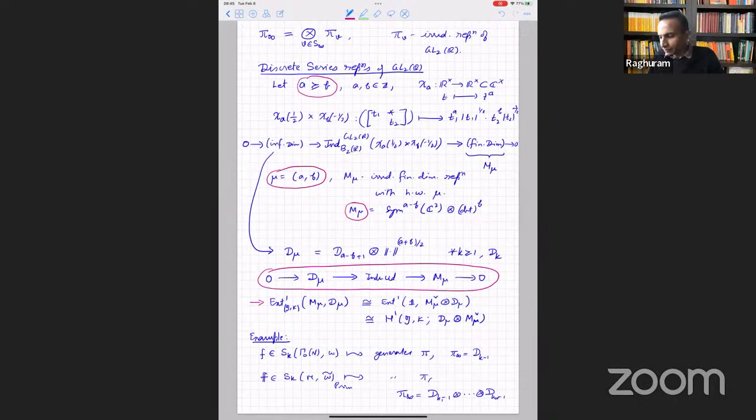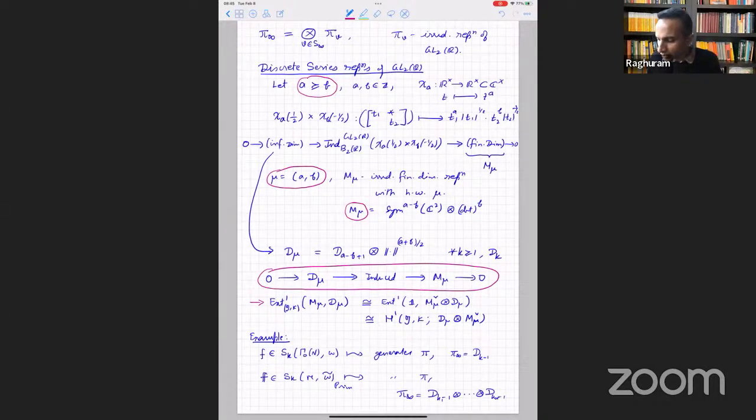And then you can play a game of pushing one of the modules across the comma sign. You can do it for the finite dimensional. This gives me a class in Ext^1 between the trivial representation and that tensor product of the discrete series and the dual of the finite dimensional, just another finite dimensional. And that by definition is the first (g,K) cohomology.